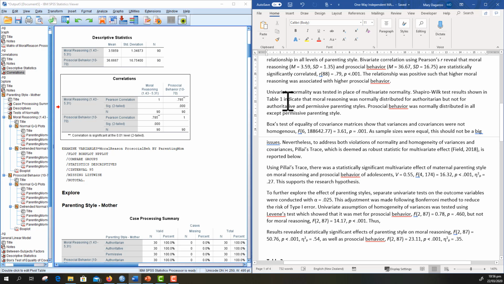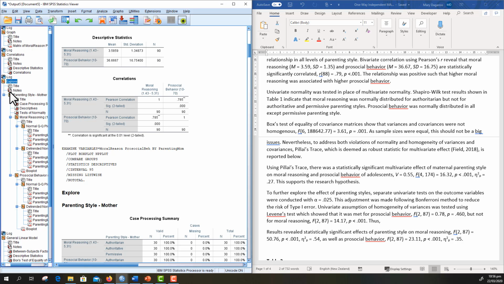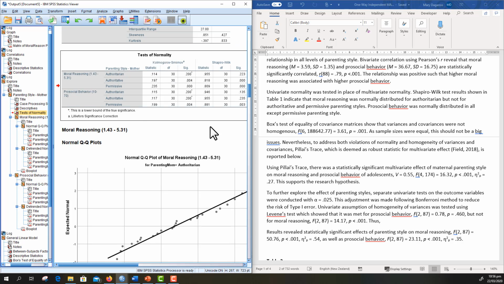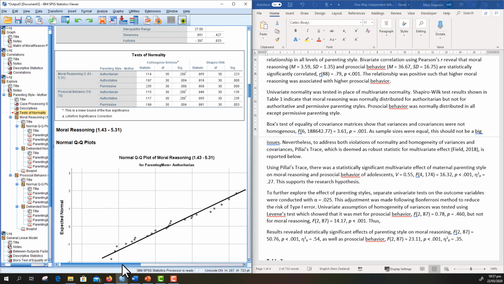And then we proceed with the next assumption, which is multivariate normality. However, because we cannot test this in SPSS, we report univariate normality instead. Okay, so let's go to our results here for normality. So we have here our normality table.